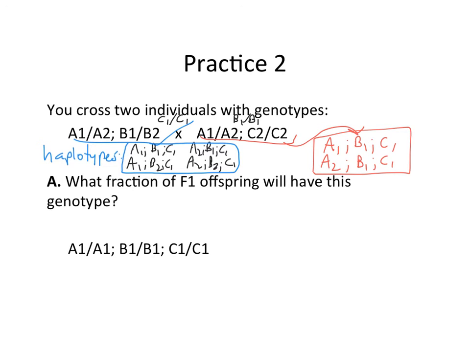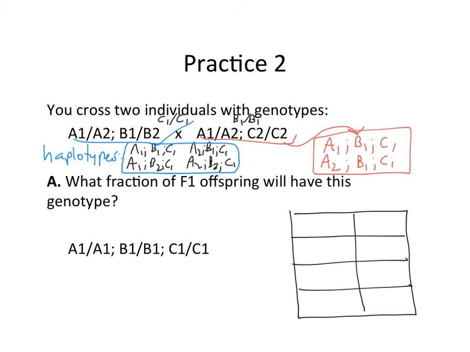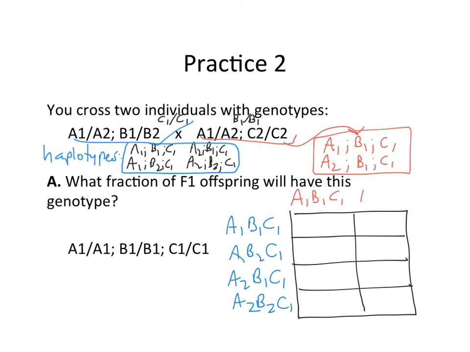So what fraction of offspring will have that genotype? We'll need to draw out the Punnett square, and it will be a 2x4 Punnett square. With the blue haplotypes down this side. And I'm just omitting the semicolons. And the red haplotypes across the top. And then we're going to look for A1, A1, B1, B1, C1, C1.